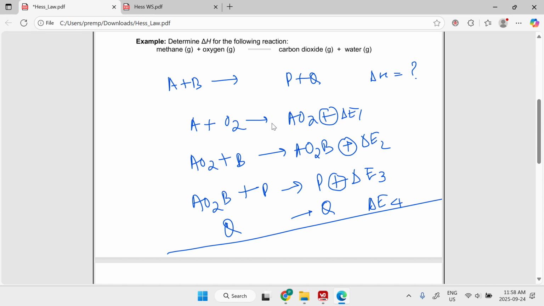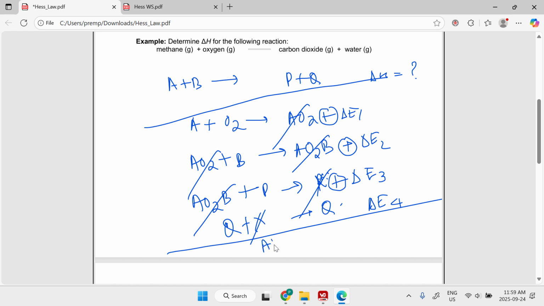So just for your understanding, we have to start from here. Now AO2 will get cancelled with AO2. We should not have cancelled it, but I'm doing it here. Say some X is there, and Q plus X gives us Q, so X and X cancel. Finally you're getting A plus B equal to P plus Q. The main thing is you have to add these energies now, so that will be your total energy, the sum of all energies, E1 plus E2 plus E3.